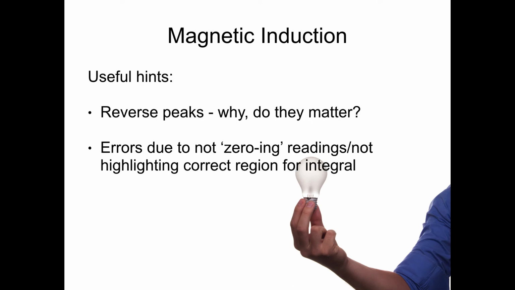And secondly, a lot of people get errors due to not zeroing their readings. So when you get to it, you need to highlight a specific region and integrate it. And if you haven't zeroed your readings, then you'll be including an extra part into your integral, which isn't actually there. It's just an artifact. So make sure you zero, or in other words, calibrate your voltage meter before your recording.